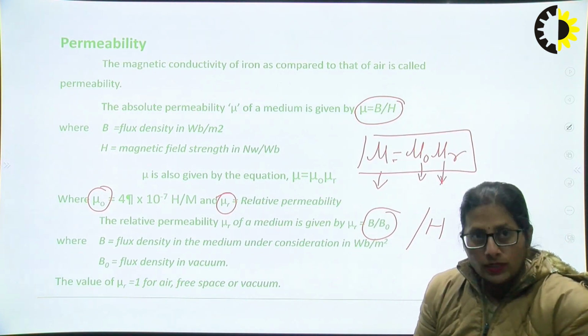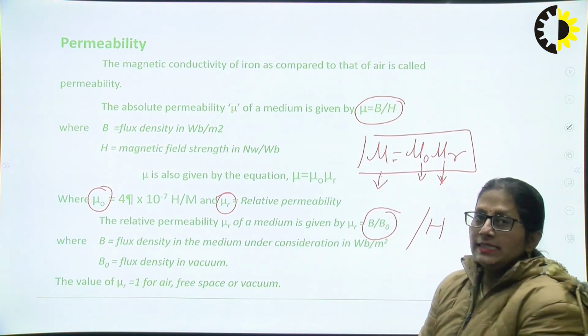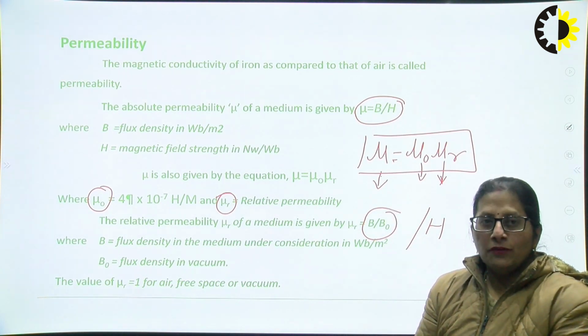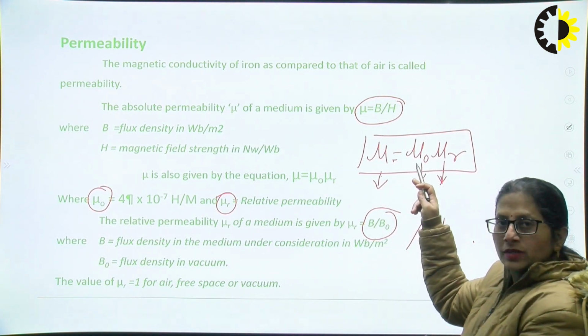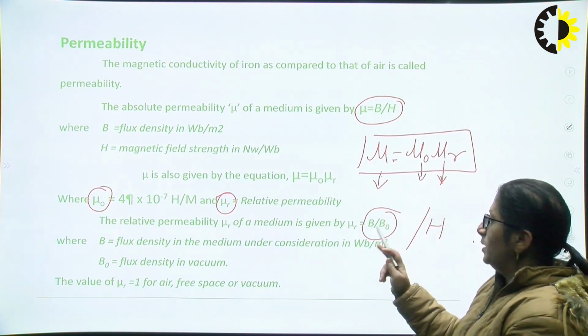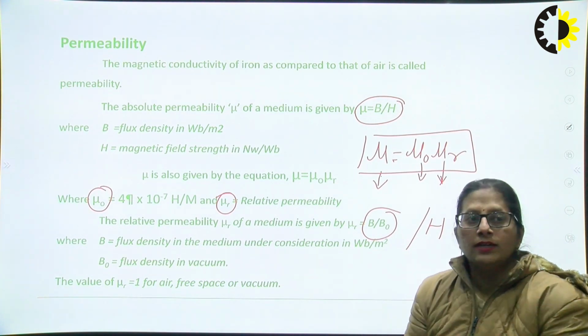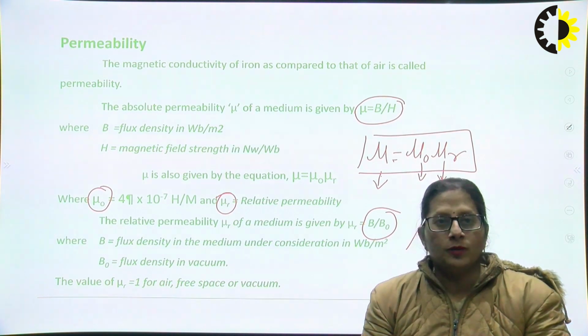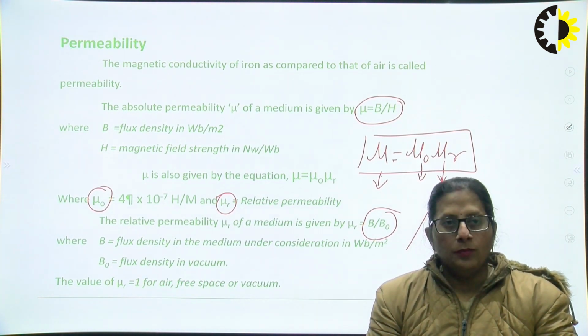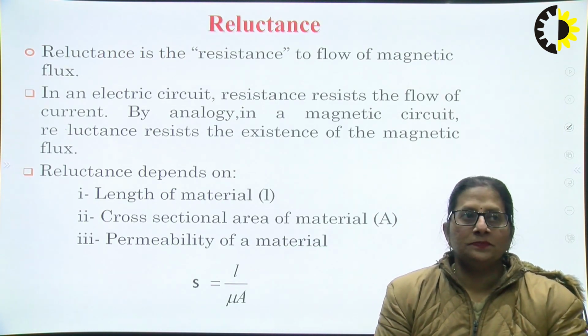Once again, what is the unit of absolute permeability? It is Henry per meter, because mu naught has a unit of Henry per meter, but mu R is relative, B by B naught. It is a unitless quantity. So we get the absolute permeability with Henry per meter as its unit.